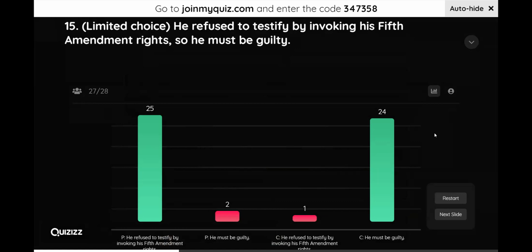Okay. He refused to testify. So you're concluding that he is guilty, right? And you're concluding that he is guilty based on the fact that he invoked the Fifth Amendment. He didn't invoke the Fifth Amendment because he was guilty. Well, he might have, but we don't know that.